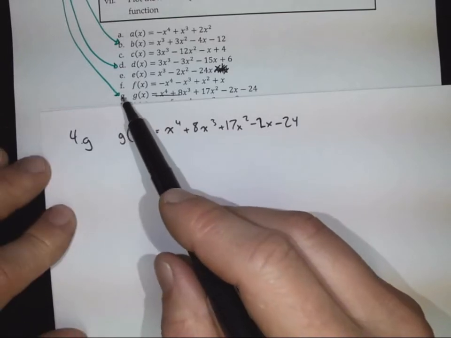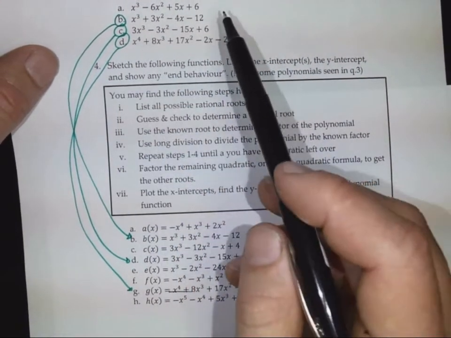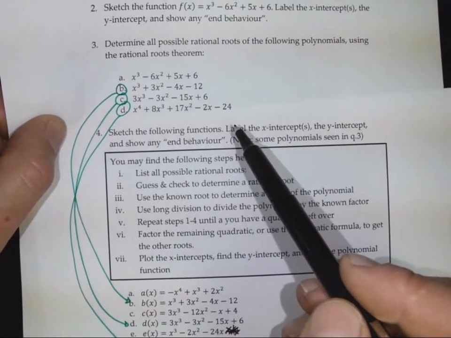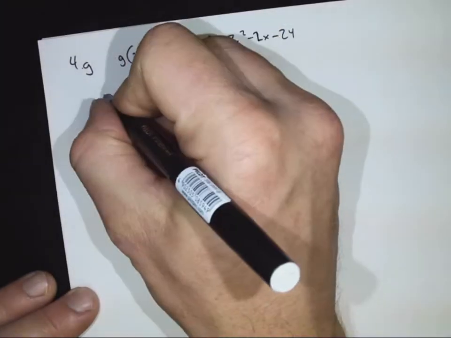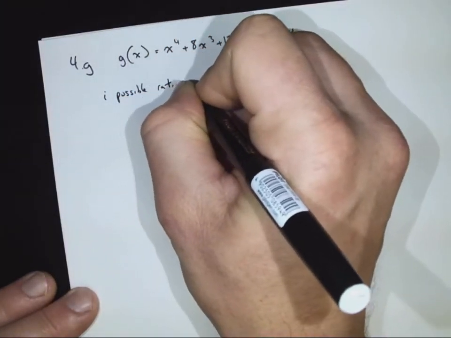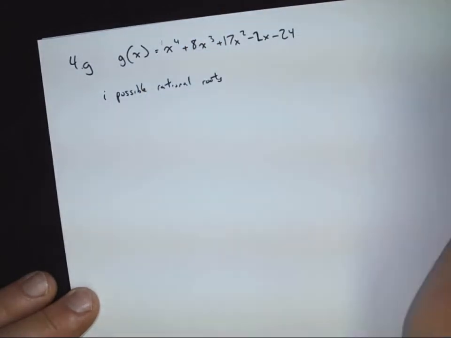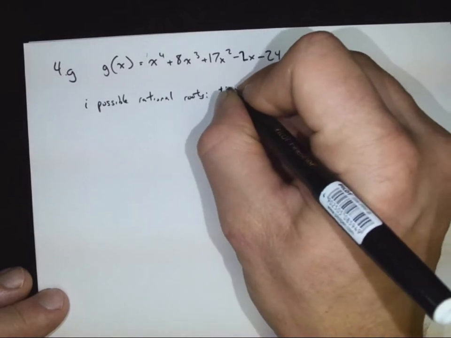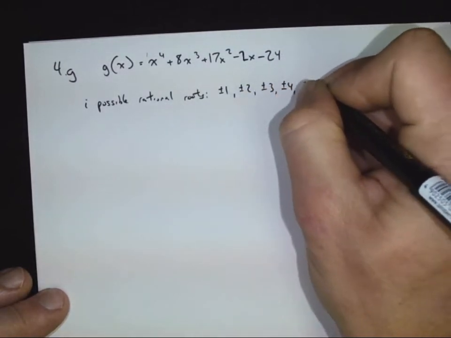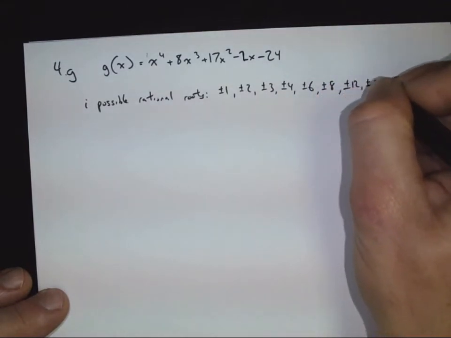However, this arrow implies that actually I did find the factors earlier in question D. I found all the possible rational roots because it's the same function here. So I already know my possible roots. We found them to be the factors of 24 because the leading coefficient here is 1. So it's plus or minus 1, plus or minus 2, plus or minus 3, plus or minus 4, plus or minus 6, plus or minus 8, plus or minus 12, and plus or minus 24.